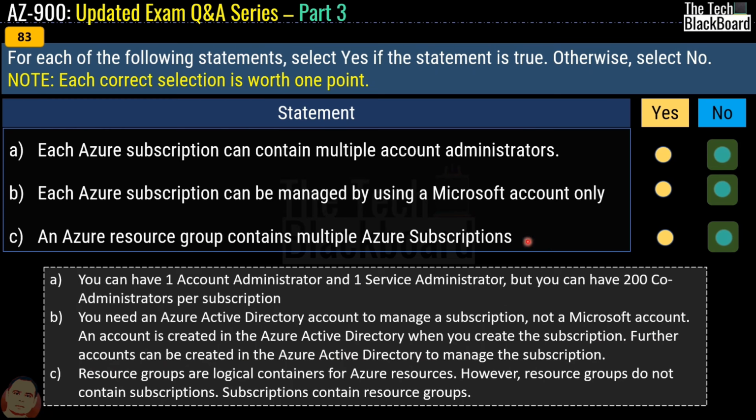Then for the third statement, which is also marked as no, my logic is that resource groups are logical containers for Azure resources. However, resource groups do not contain subscriptions. It's actually the vice versa. A subscription contains the resource group, and that's why I have marked this as no.